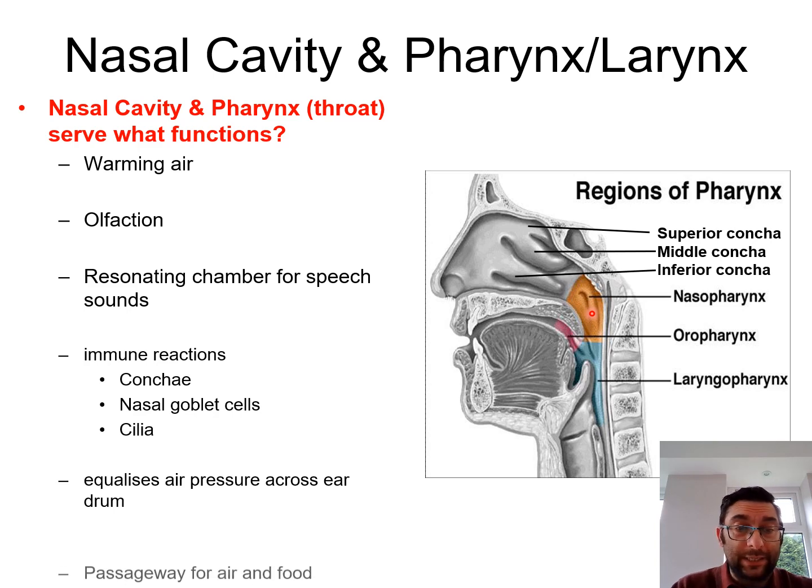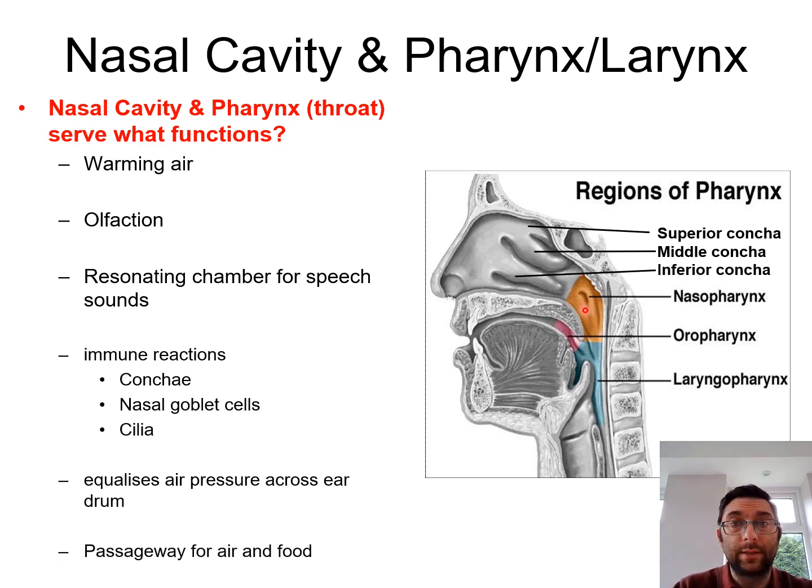And then lastly, the last function of this structure is for the passageway of food and air. Okay, so you've got the glottis, which we'll come on to in a second, which closes the airway off and pushes food down into the stomach, and then when we're breathing, that opens up, so it opens up the lungs.